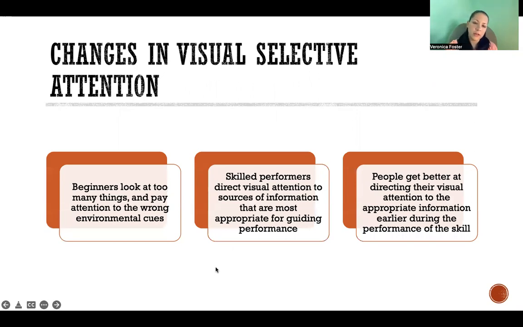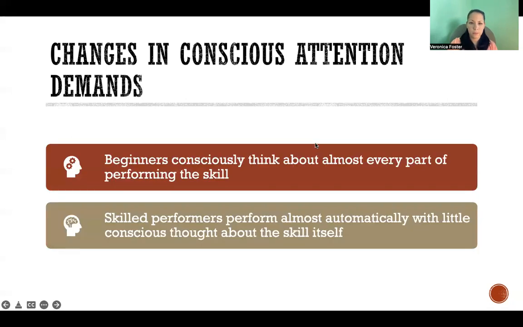Changes in visual selective attention. So beginners tend to look around too much and pay attention to the wrong things that are happening in the environment. With practice, skilled performers learn to direct their visual attention to the sources of information and to the environmental cues that make the most sense and are most important for guiding their performance of the skill. People get better at directing their visual attention to the appropriate information earlier during the performance of the skill. So it's not just a matter of learning to pay attention to the right things, but also with skill, we tend to pay attention to the right things sooner in the process, which makes a really big difference in performance.